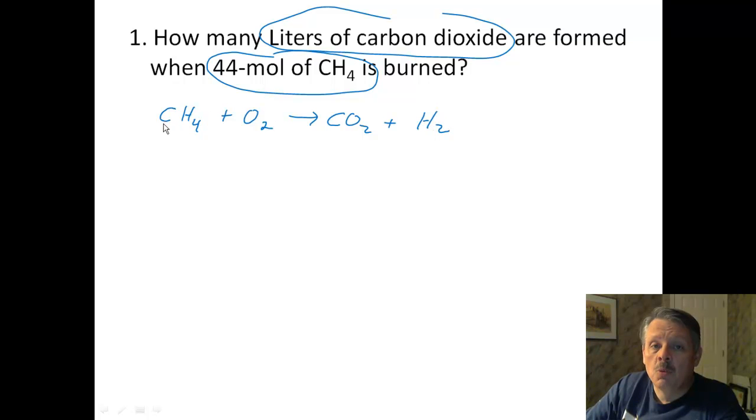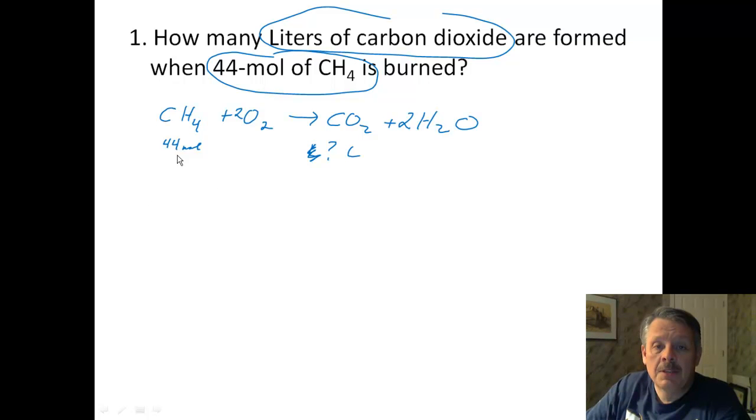Now I have one carbon on the left, one carbon on the right. 4 hydrogens on the left, only 2 on the right. So I have to put a 2 in front of the water, which means I have 4 oxygens, which means I have 2 O2s. So there's my balanced chemical reaction. And I'm using 44 moles of CH4, and I'm asking how many liters of carbon dioxide there are. Let's do that: question mark, liters, right?